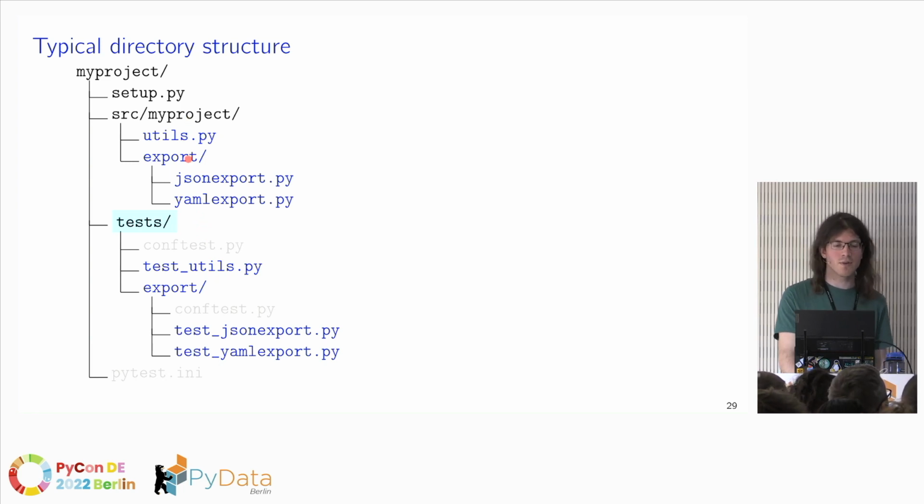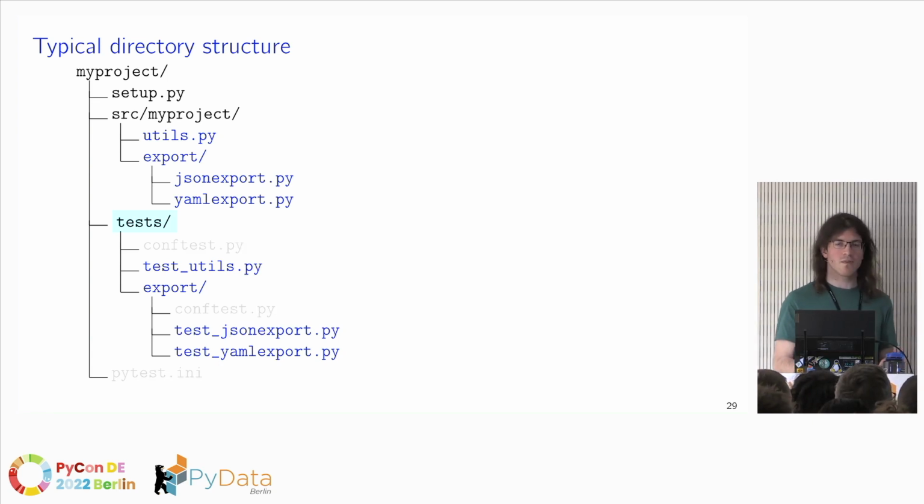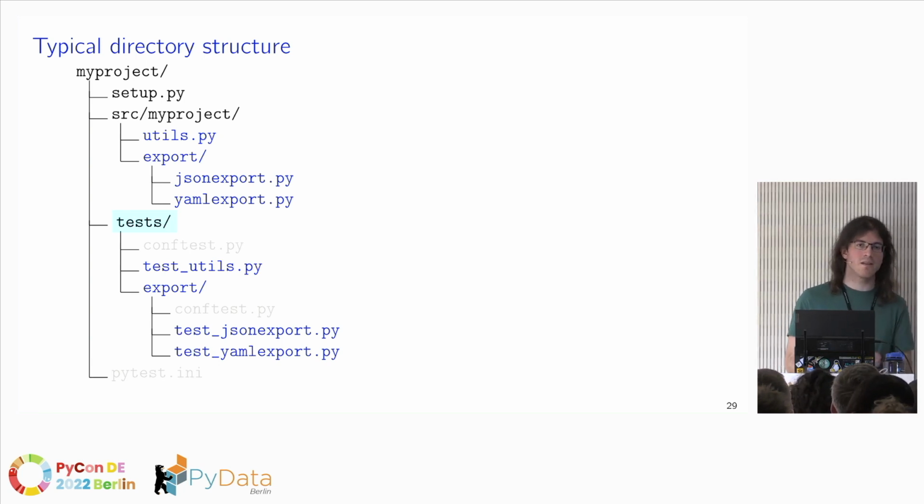So if you have a utils.py, you would have a test_utils.py. You would have the same export folder here. And basically for every Python module, have a one-to-one test module. You don't need to do this. Sometimes there is a good reason, maybe tests for a module get very long, maybe even for a utils.py, and you want to split the tests, but not your implementation.